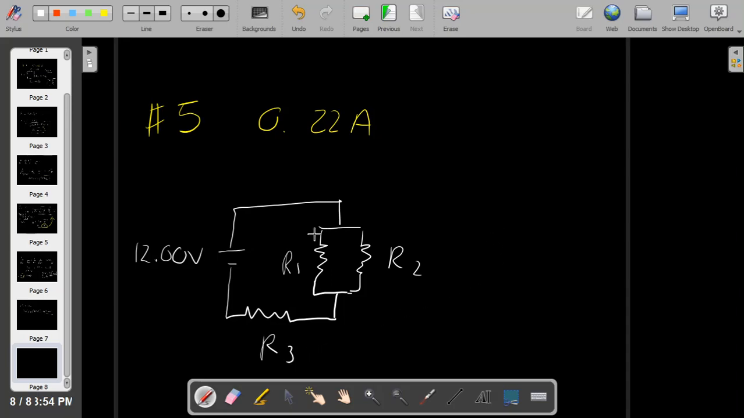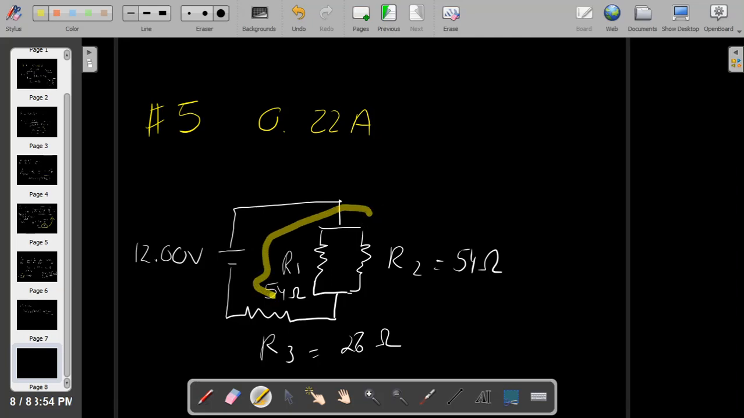Okay, that's given to me. This one is 54 ohms. This one right here is 54 ohms too. And this one right here is 28 ohms. Please notice that these two right here are in parallel, but whatever this becomes will be in a series with this one right here. And that's what you needed to notice, that this right here is in parallel.